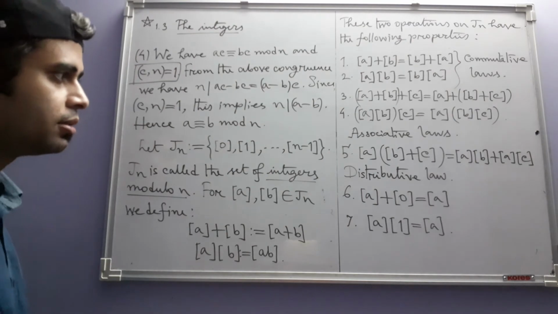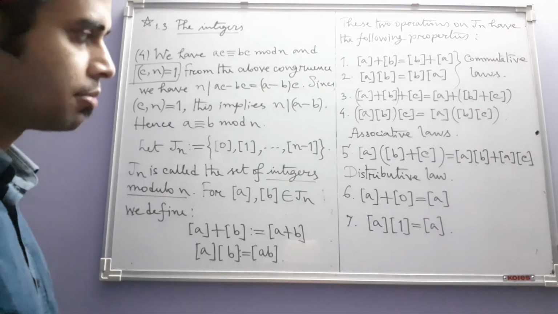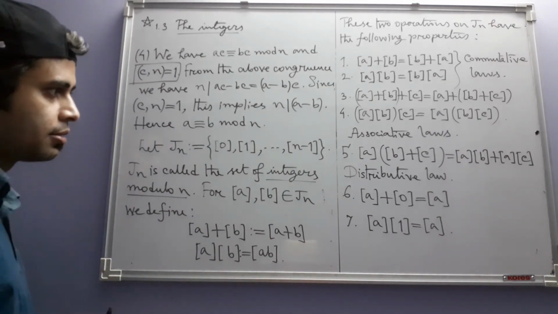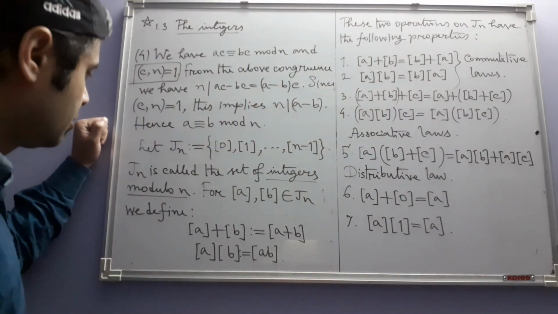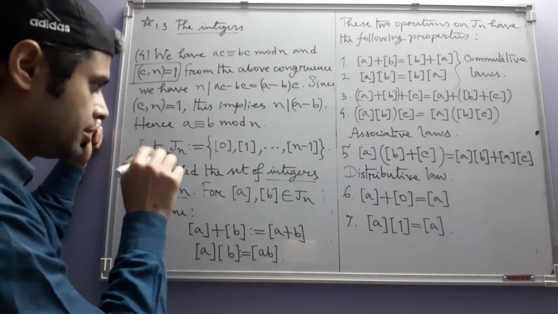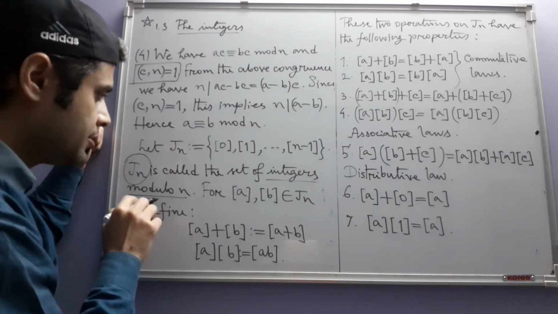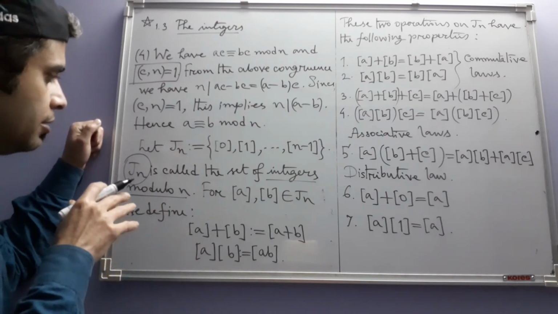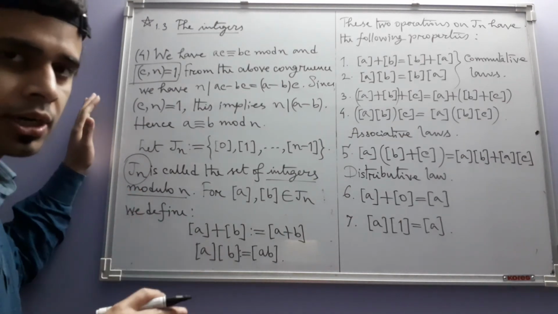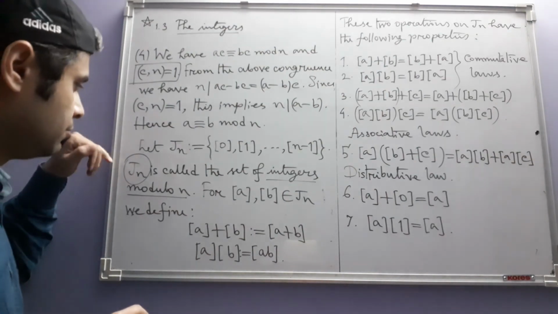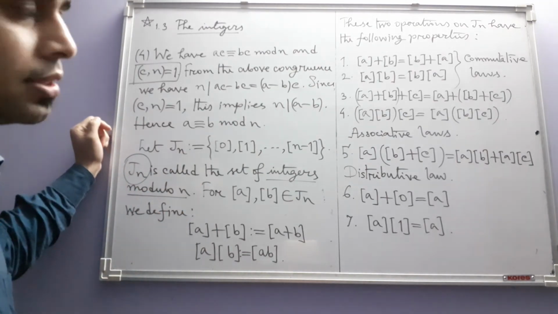Now we will be asked to prove these laws in one of the exercise problems. Now here the text part of this section ends. This Jn, which is the set of integers modulo n, plays a very significant role in ring theory, in general abstract algebra and number theory. We will come across this again and again when we study those systems.